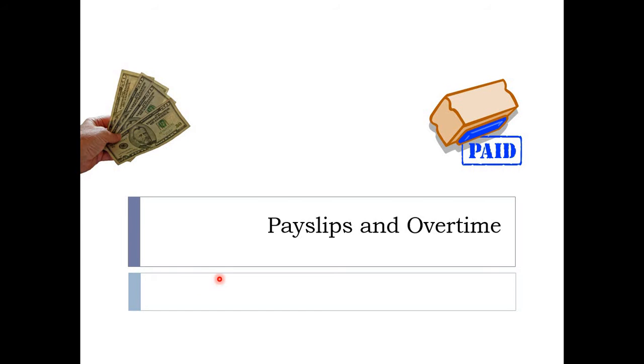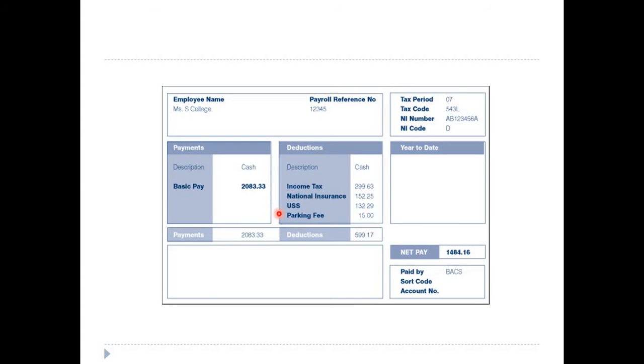Let's have a look at a payslip. So this is what a payslip can look like. They all look slightly different. So here you've got the employee's name at the top, and it tells you here the payments. This is what they've been paid. It says basic pay £2,083.33. So that's how much they've been paid in a month. Quite a decent amount of money.